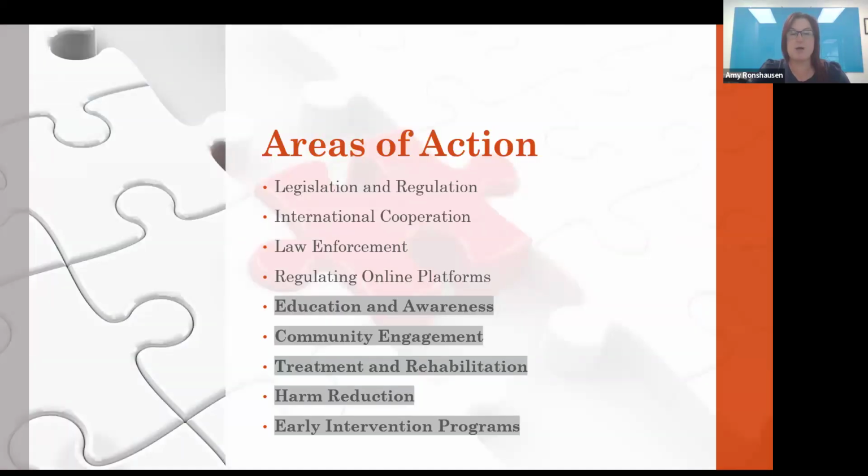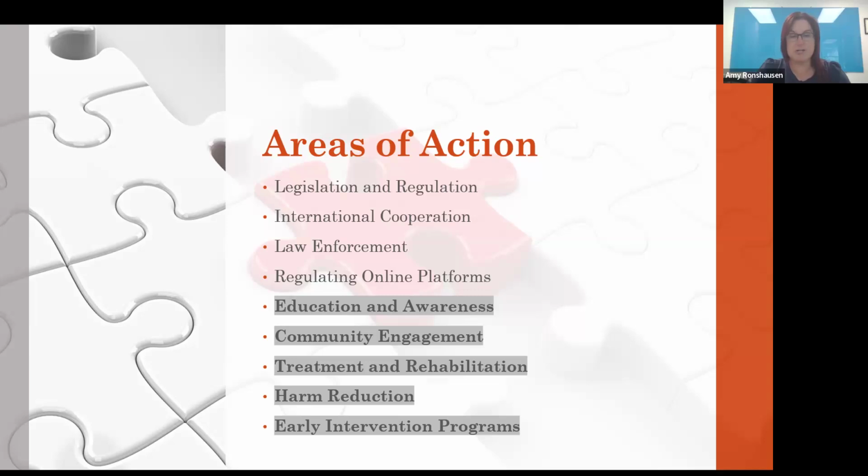Addressing the global synthetic problem requires coordinated efforts across multiple sectors. I'm going to go over a few of them and then some others in more detail. Legislation and regulation. Governments can enact laws to regulate the production, distribution, and sale of synthetic drugs.